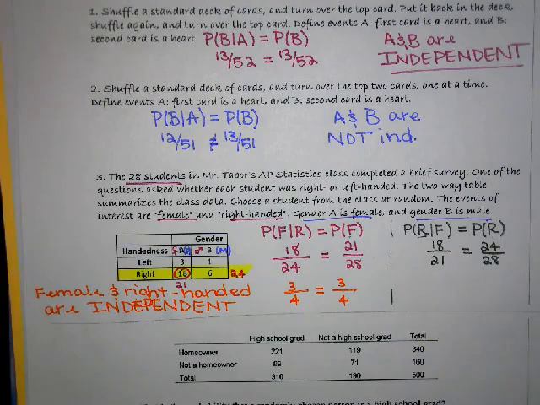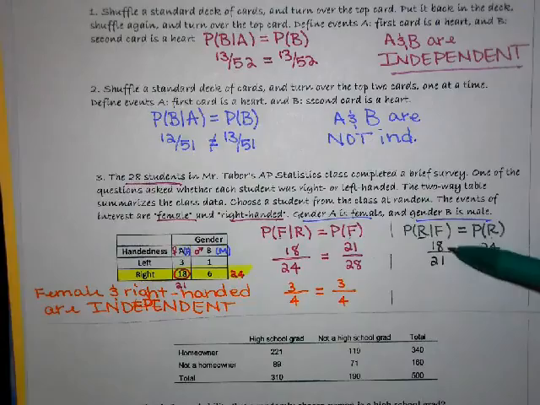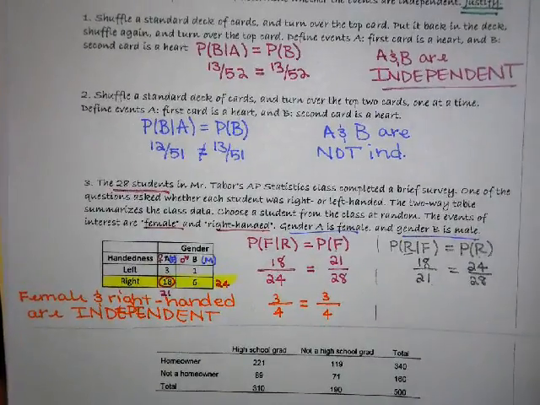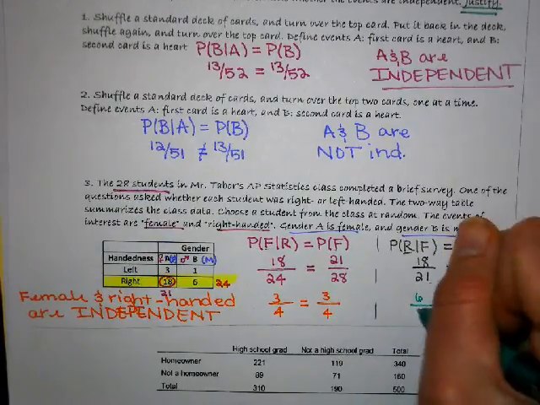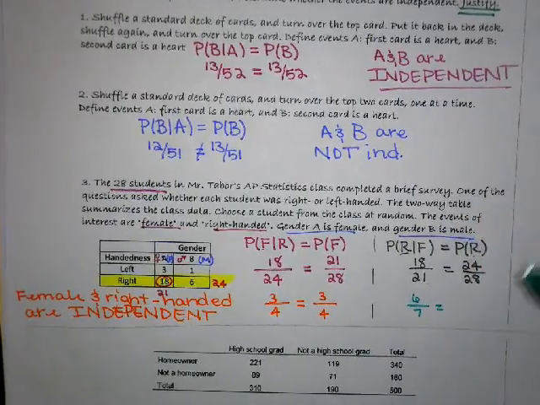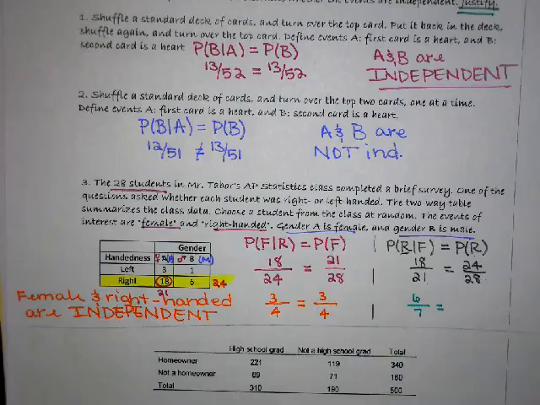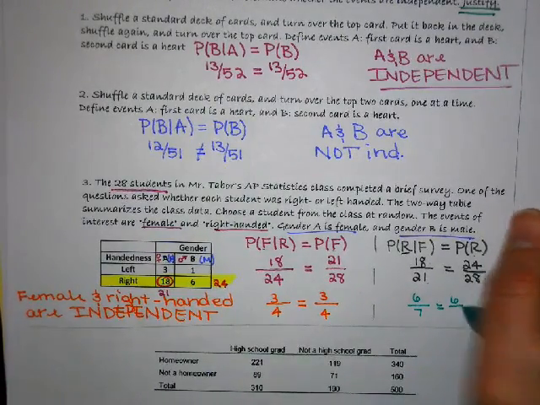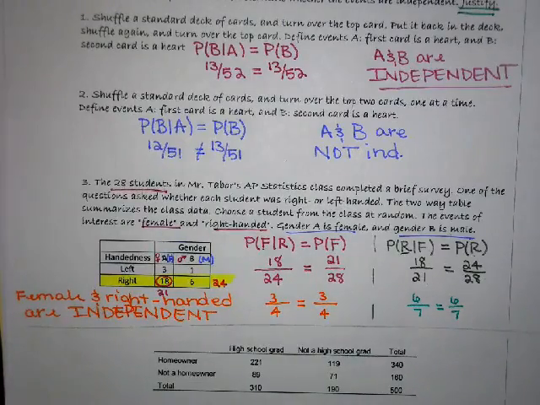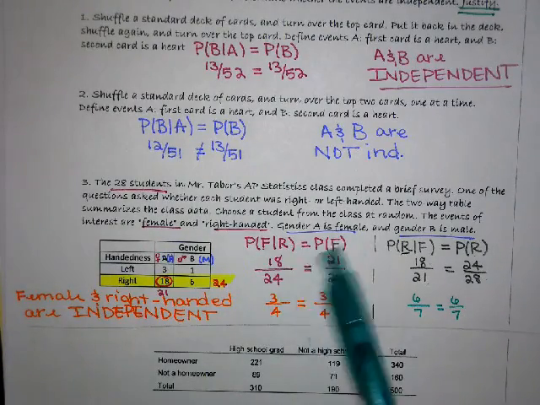18 and 21 are both divisible by 3. So 18 divided by 3 is 6, and 21 divided by 3 is 7. 24 and 28 are both divisible by 4. 24 divided by 4 is 6, and 28 divided by 4 is 7. So no matter which way I wrote my conditional, I should get that they are independent.